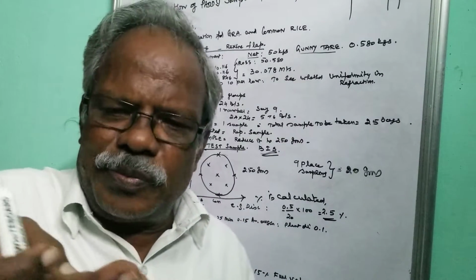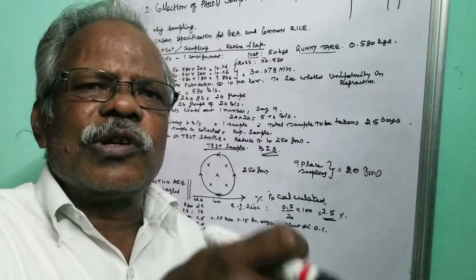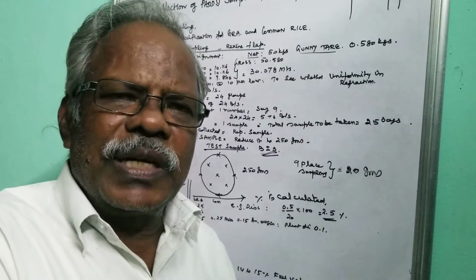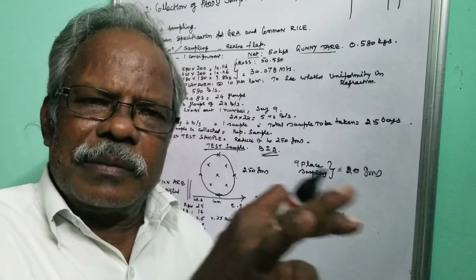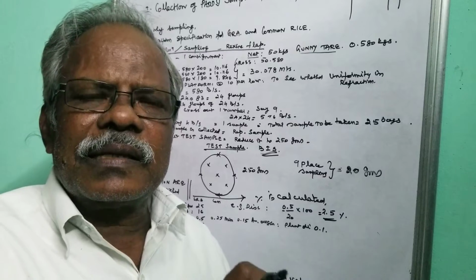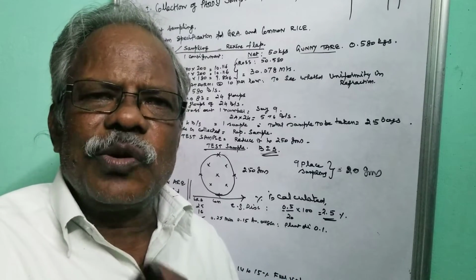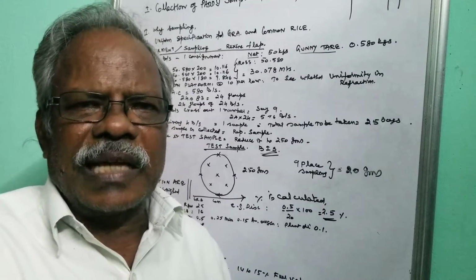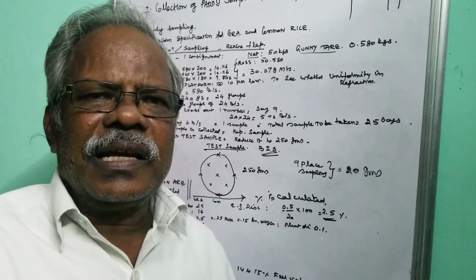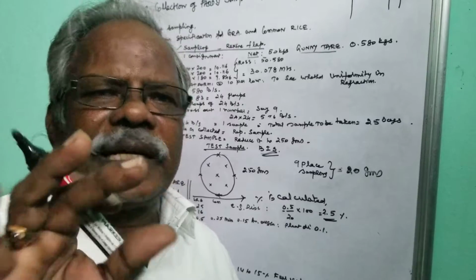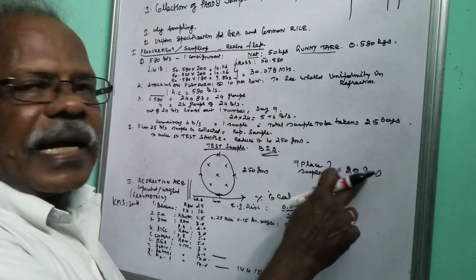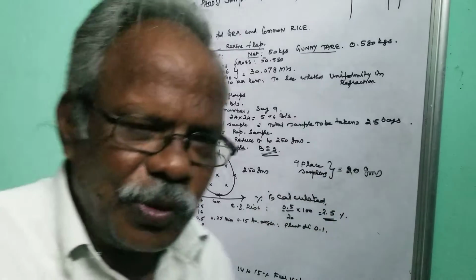By means of a scoop we have to take the sample and put it in the electronic balance, and it should weigh exactly 20 grams. In such a way we have to take the sample through the scoop. So we have to practice in such a way that it has 20 grams. So in 9-ply sampling we have taken 20 grams.